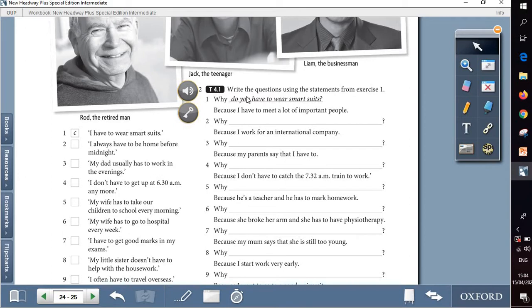Question 2, we are going to write the questions using the statements from exercise 1. Based on the statements in this exercise, we are going to form the questions. Of course, the answer is given to us to show us what information we must choose from question 1.